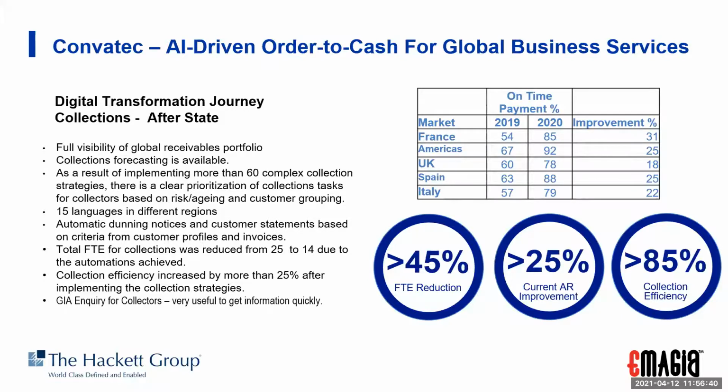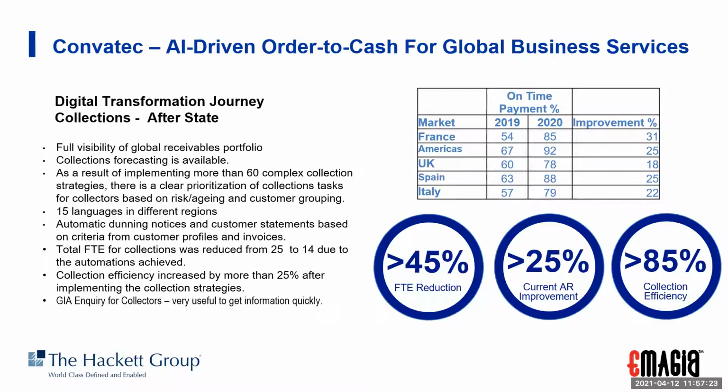So basically, these strategies were based on the risk category of the customer, the aging of the invoices, the open AR, and also customer grouping, types of customers. So based on these criteria, we were able to define some collection strategies for various countries where collections could be automated. And the strategies actually drive sending of the dunning letters, sending of the statements to the customers, which has achieved a lot of FTE benefits because sending statements is a very tedious task if done manually, and also sending dunning letters where customers are overdue.